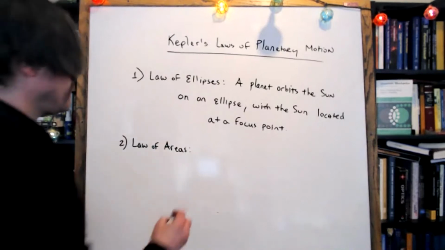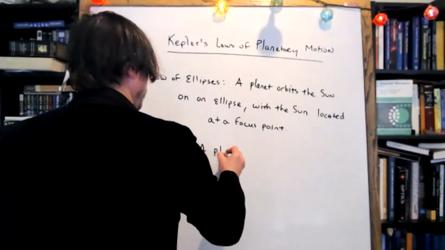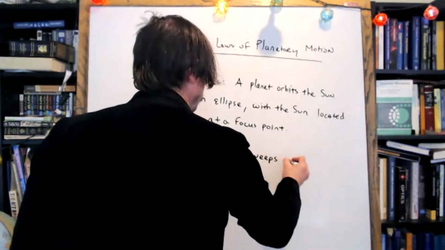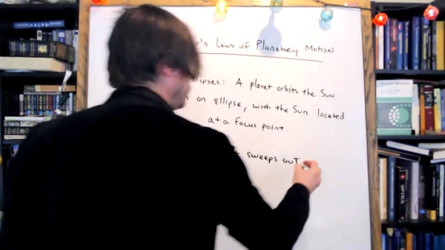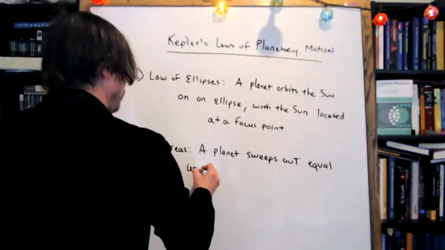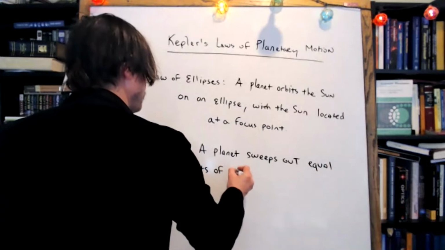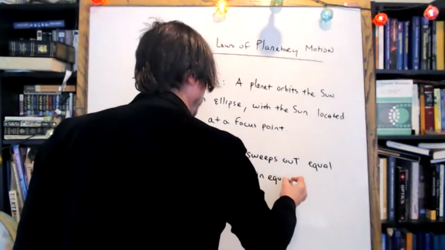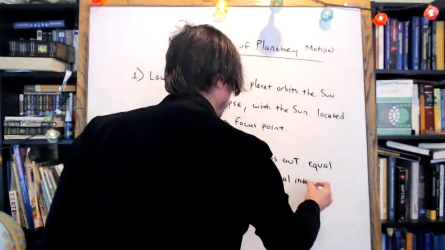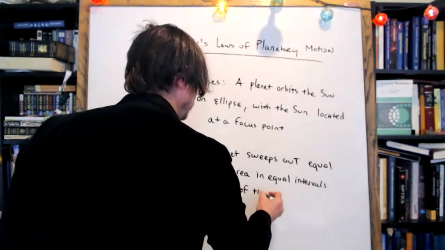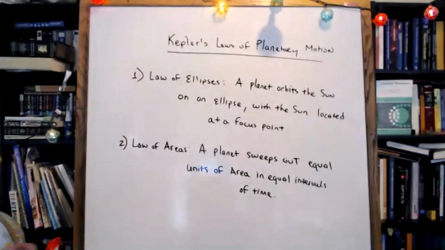And it goes like this. A planet sweeps out equal units of area in equal intervals of time.